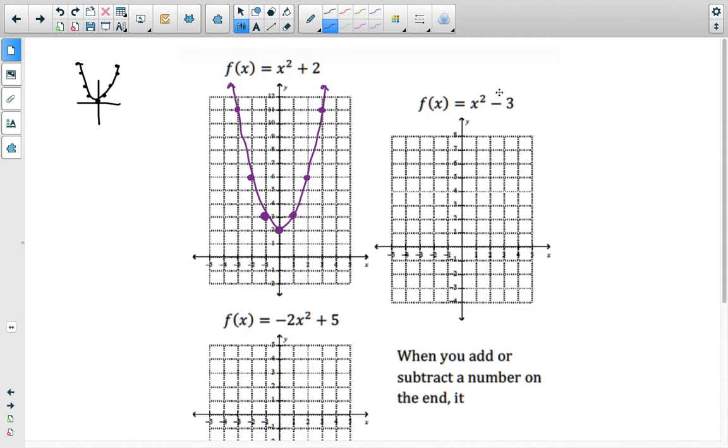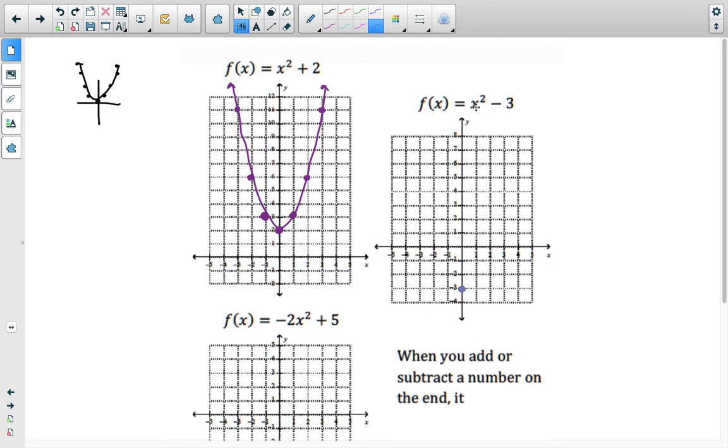So what happens when we're subtracting 3? We still have x squared, so we have no a, the a value is 1, so it's not going to get wider, it's not going to get narrower, it's not going to have a vertical compress or stretch. So what happens when we have a negative 3 attached to it as the constant? If we plug in our values, we start with 0. 0 squared is 0, but then we have to subtract 3, so that goes down to (0, -3). So that's different from our parent function. It started at (0, 0), but now it starts at (0, -3).